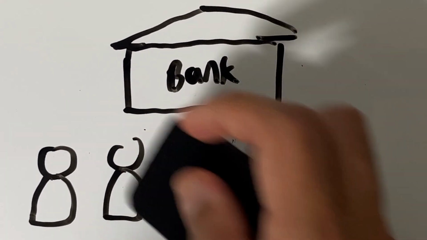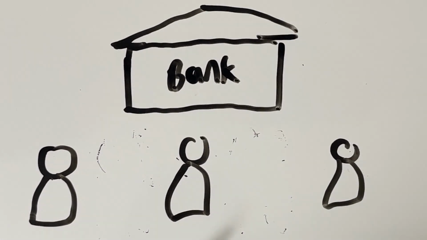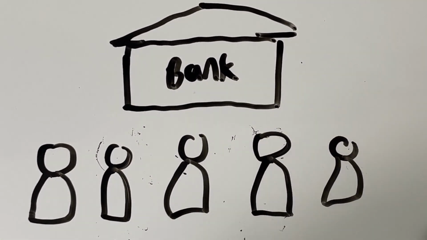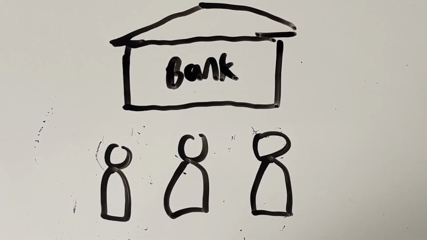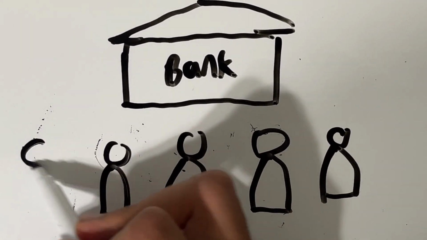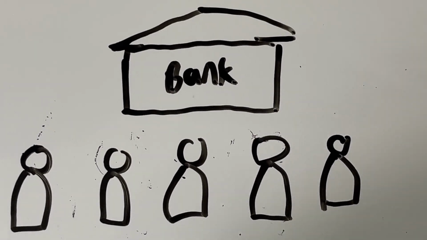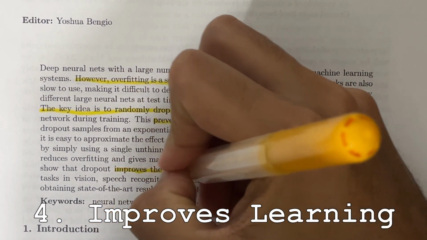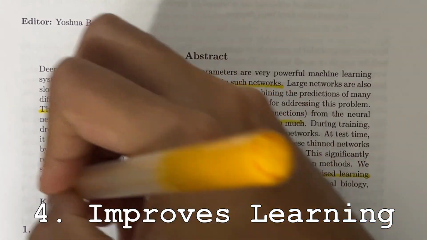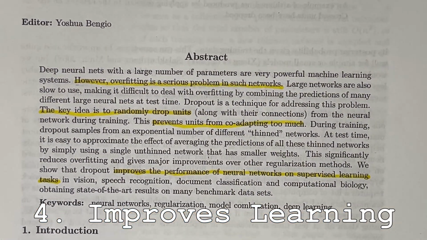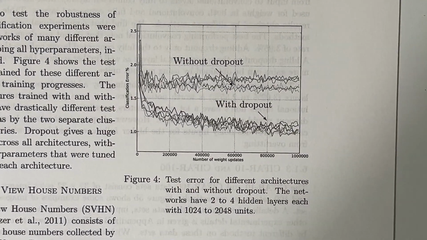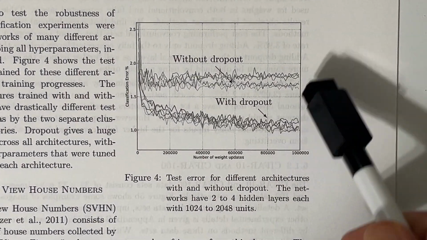In other words, overfitting. However, if we randomly remove bank tellers, we can foil this conspiracy and hence prevent overfitting. The authors run some experiments to show how dropout improves supervised learning. With dropout, the classification error on a supervised task is lower than without.